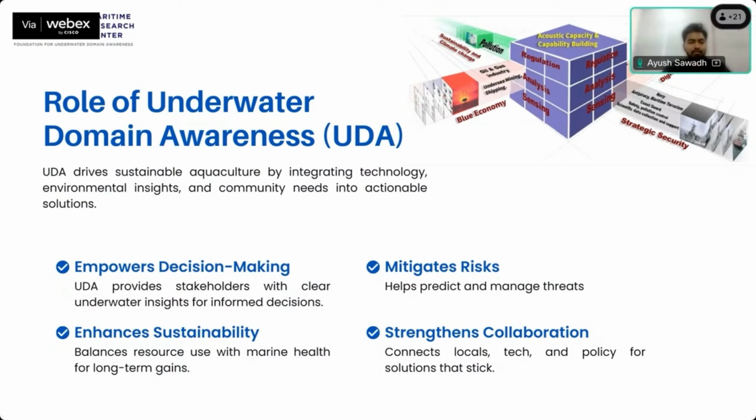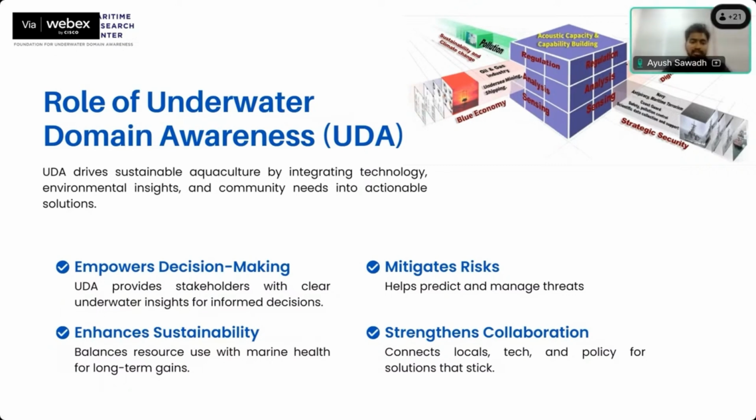Then second, UDA also enhances sustainability by balancing resources used with marine health. Like at Bet Dwarka, we saw natural ulva seaweed blooms, confirming optimal growth conditions. And in Ratnagiri, farmers lack tools to predict cyclones, but UDA can provide an early warning system.